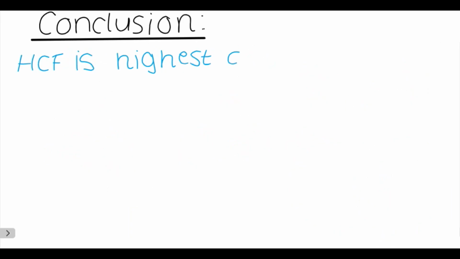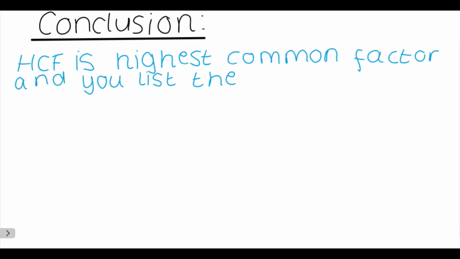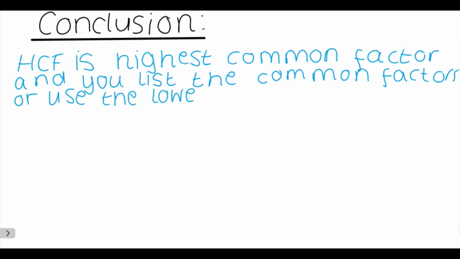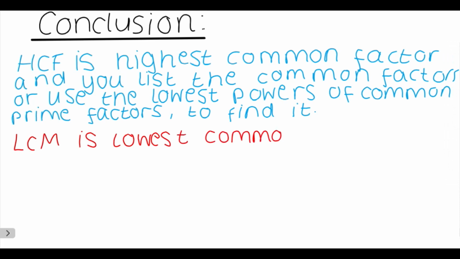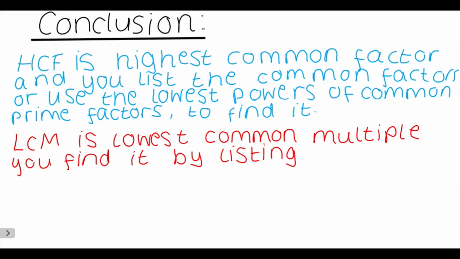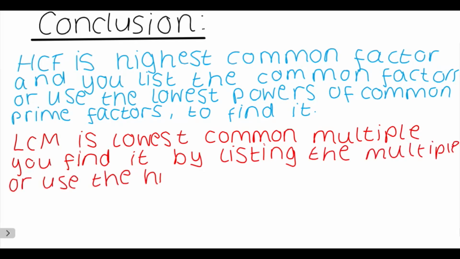So let's have a look at the conclusion. So we're going to do HCF, and that stands for highest common factor. And HCF is the highest common factor, and you list the common factors or use the lowest powers of common prime factors to find it. And for LCM, which is the lowest common multiple, you find it by listing the multiples, or you use the highest powers of all of the prime factors to find it.